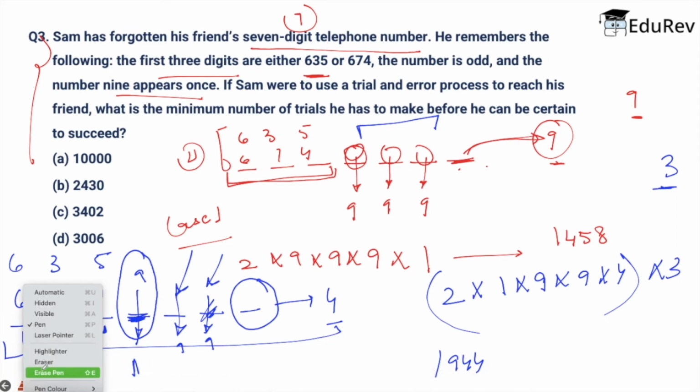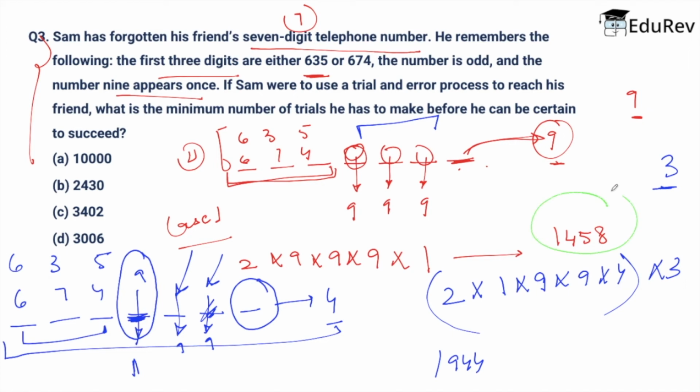So the total number of ways will be 1458 plus 1944, which will be equal to 3402. That is option number C. So the total number is going to be about 3400. I hope you understood this.